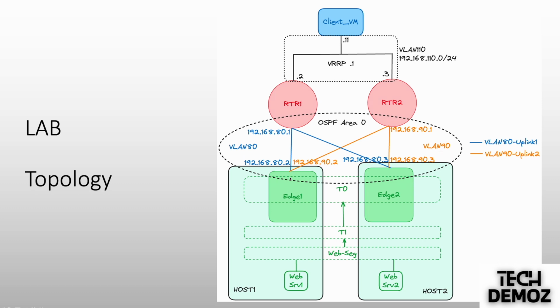So if you look at that, uplink 2 of both the edges is going to connect to router 2, and uplink 1 of both the edges is going to connect using VLAN 80 to router 1. So this is called the named teaming policy, which we are going to configure. And after that, over this deterministic path or deterministic link, we are defining the OSPF. All the neighbors are going to be part of OSPF area 0. So let's jump to the lab.